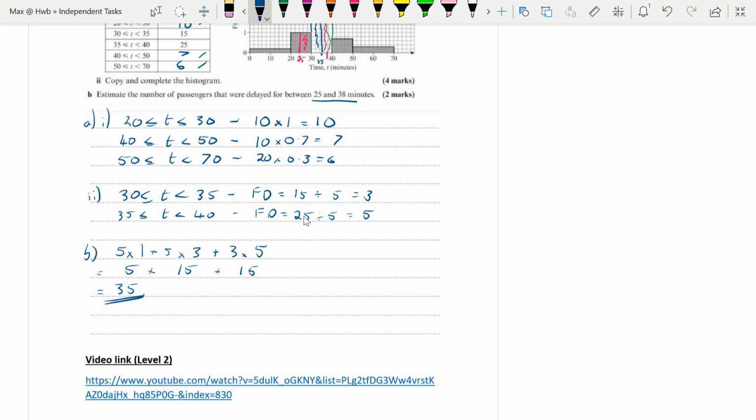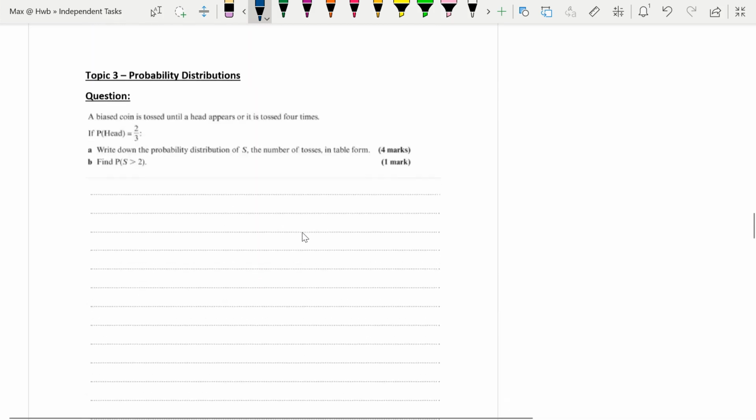Okay, so the next one, we've got probability distributions. I've got a biased coin. It's tossed until a heads appears, or until it's tossed 4 times. Probability to get a heads is 2/3. Okay, so it's not the normal half that we're used to. Write a probability distribution for S. So this is a table that I need. I'm going to end up with a table where I've got S, and I've got the probabilities of S underneath. So first of all, let's think about what values this can take.